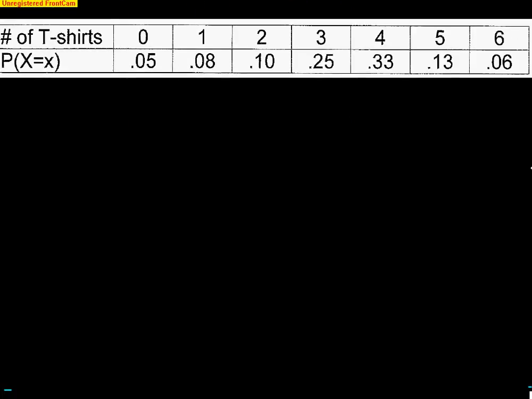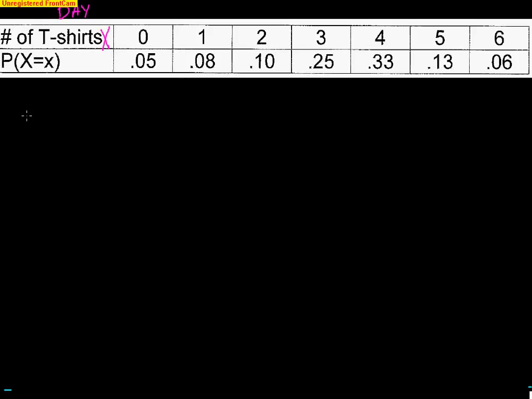All right, this is the random variable of the number of t-shirts that you could sell. Let's say I make t-shirts and I sell them on any given day. So this is in any given day, I could sell 0, 1, 2, 3, 4, 5, or 6 t-shirts, and the probabilities of what's the probability I sell 0, 1, 2, 3, 4, 5 are below it.